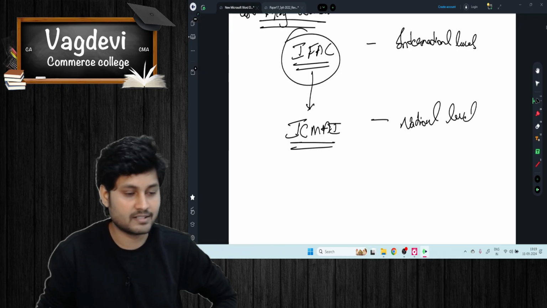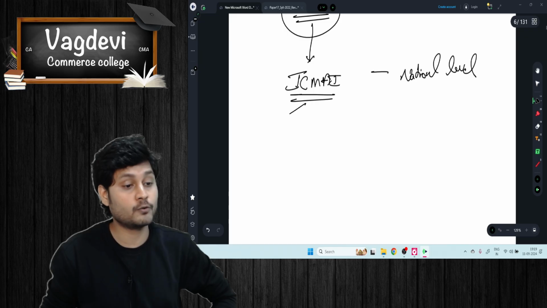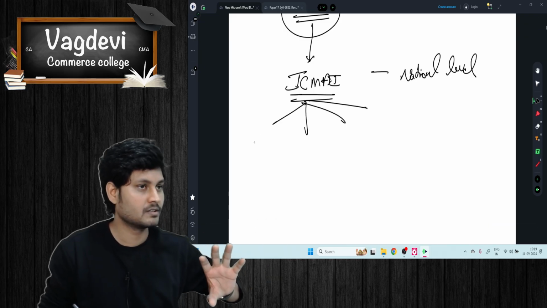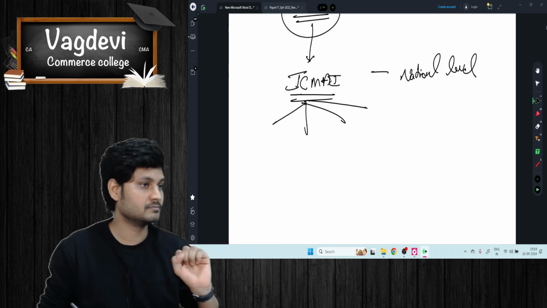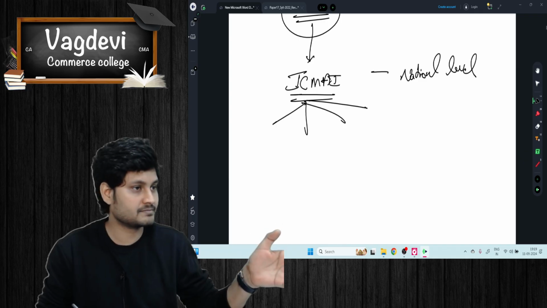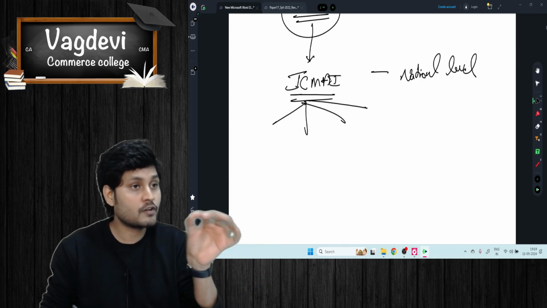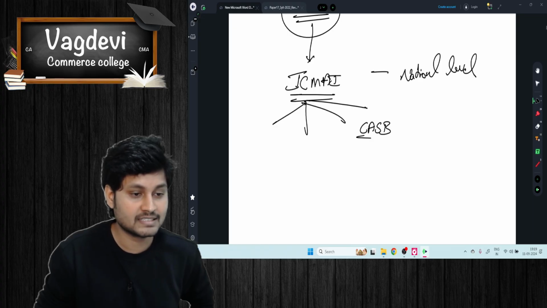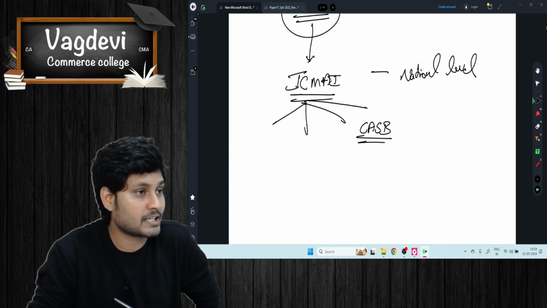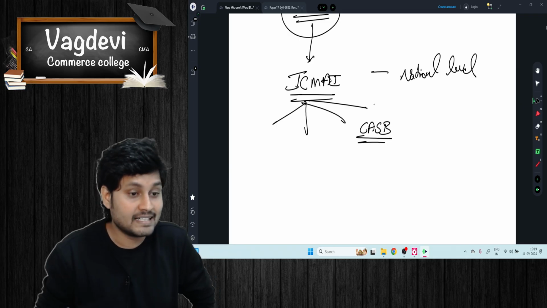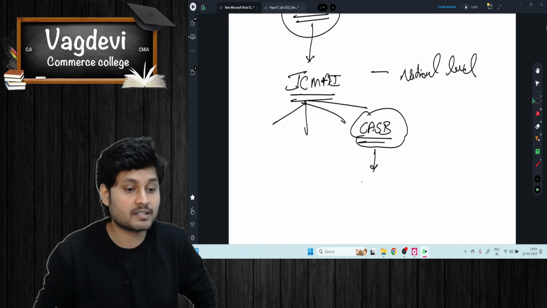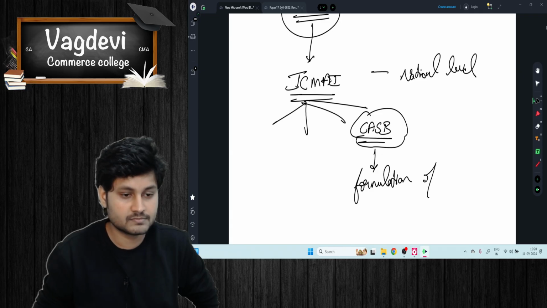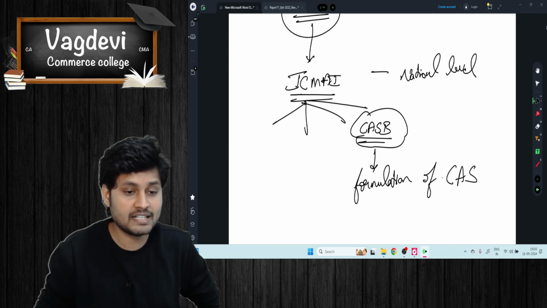National level, so in ICMAI various boards will be there: Examination Board, Disciplinary Committee Board, various committees will be there. Out of those, one of the committees is the Cost Accounting Standards Board, CASB, and this board will look after formulation of what? Formulation of cost accounting standards.